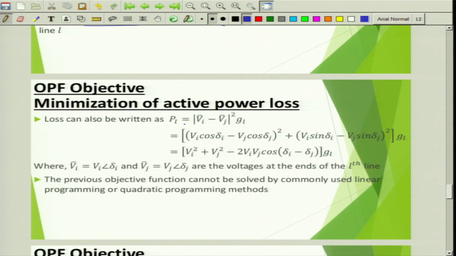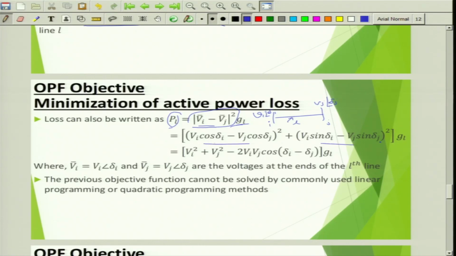Loss can also be written as PL is equal to (Vi minus Vj) square into GL, V square into R basically. So what we are doing is, the line L is connected between bus i and bus j. There is a voltage here, Vi at an angle delta i. This is the voltage at bus number i, and there is a voltage Vj at an angle delta j. Now what we are trying to do is minimize the loss of each line basically. So that means there is a magnitude difference, (Vi minus Vj) whole square into GL, that is the conductance of that line basically.